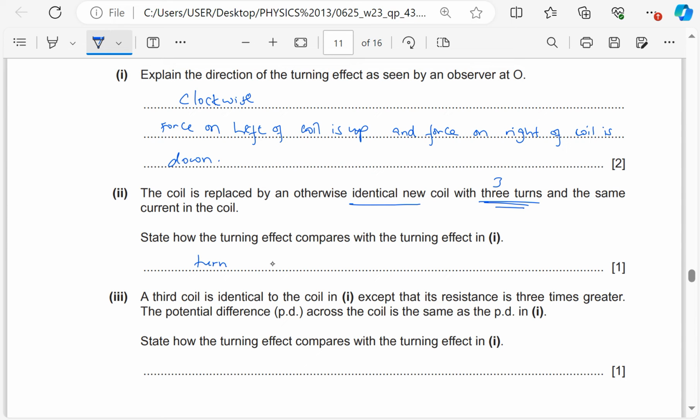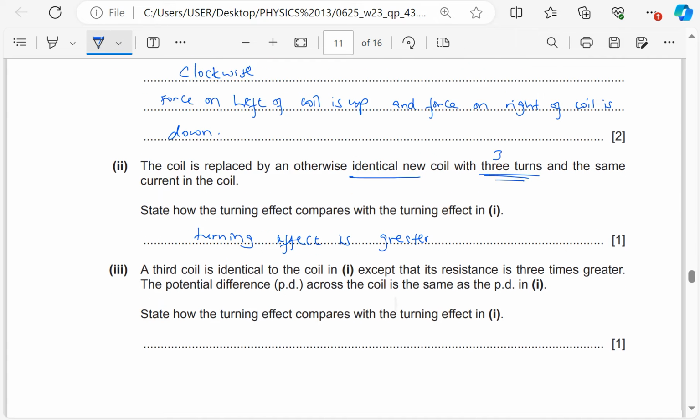So the turning effect is greater because we have now more wire in the magnetic field. Remember, if we have more wire in the magnetic field, more force is going to be experienced by the wire.